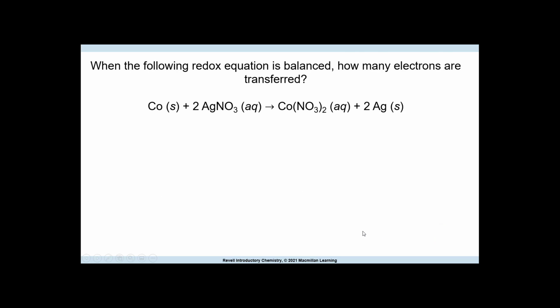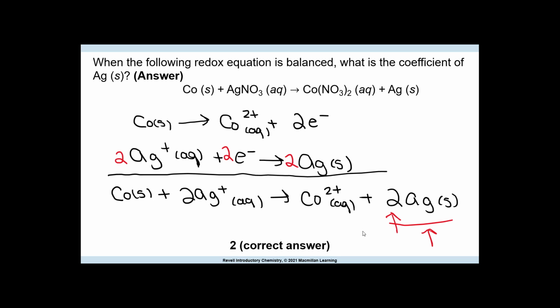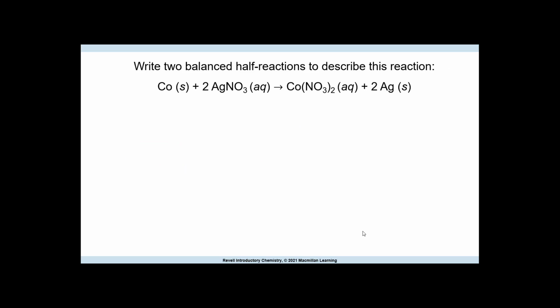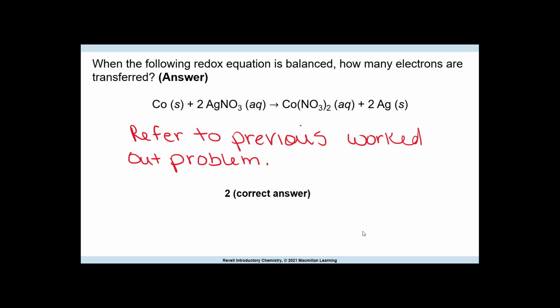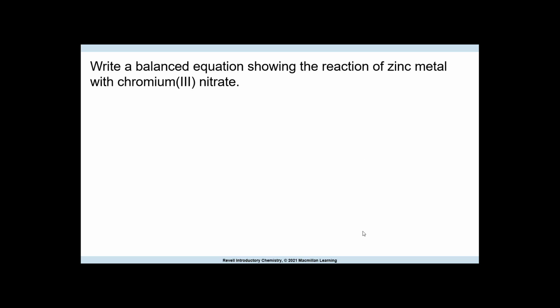Okay, so how many electrons are transferred? In this case, we just look at the previous problem. It is the previous problem, and it's 2 electrons that have been transferred. Write 2 balanced half reactions to describe this reaction. Again, this is the same reaction, and here it is just written very cleanly compared to all my writing.